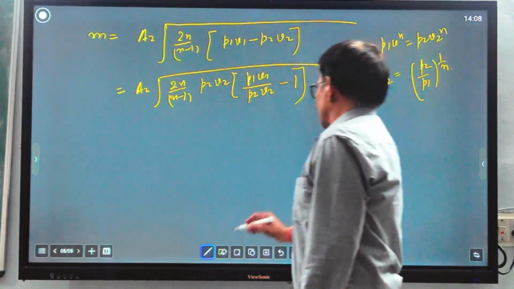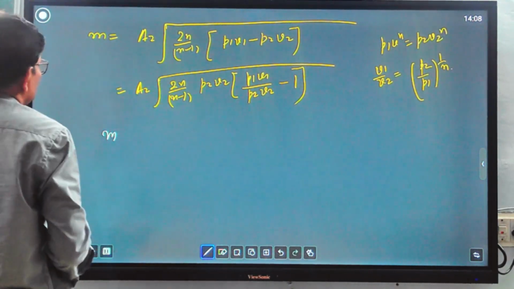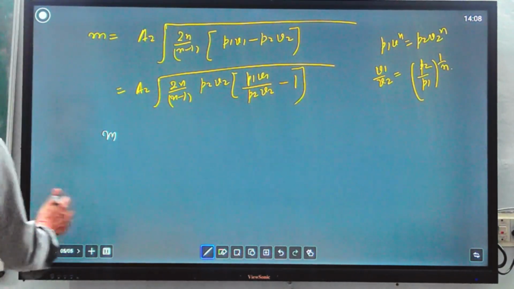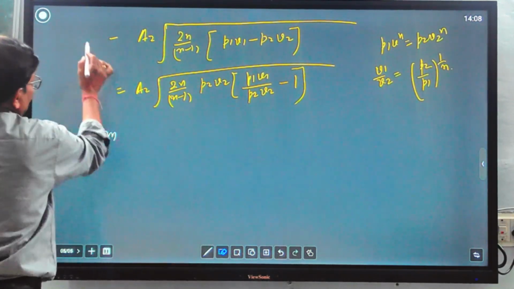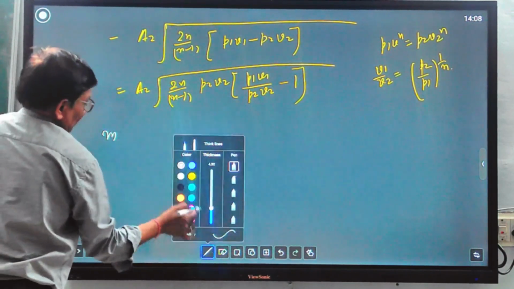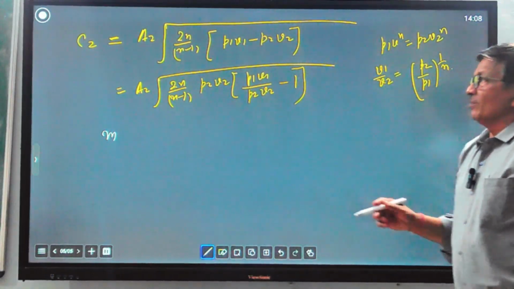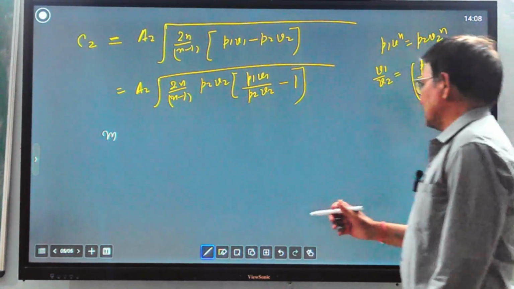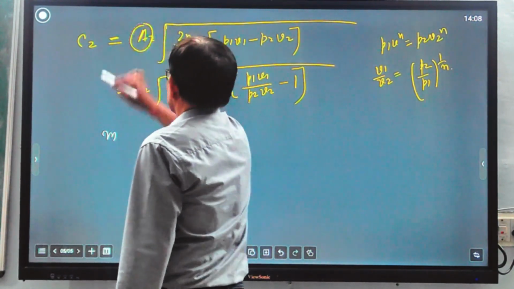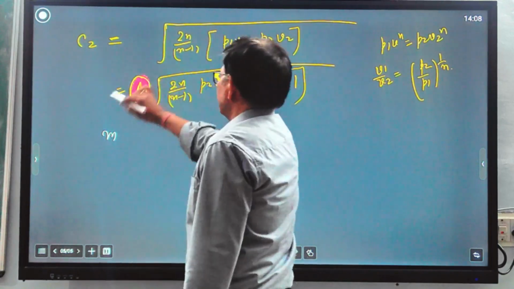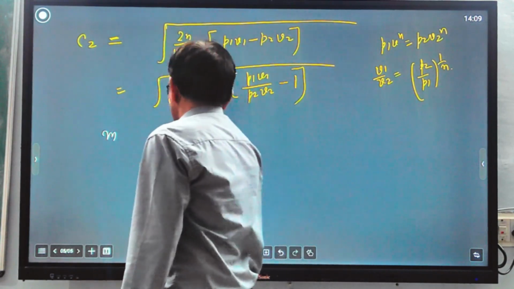Putting this value in this equation, so m equal to, I think this is not m. This is just C2, not m, because I have not divided. This is C2, the velocity. If we divide this equation by small v1, then it will become, here also we have to replace it, because we are only considering c2, so no m. This is c2 equal to 2n, we are calculating c2.